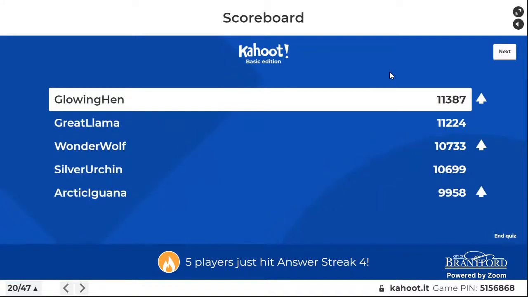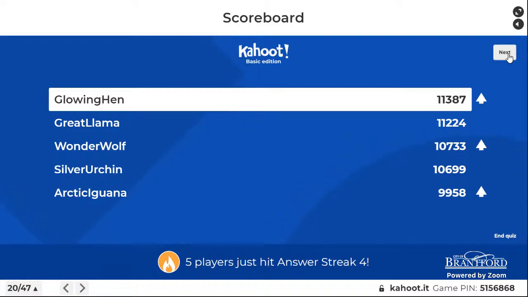So Glowing Hen is in the lead with 11,387 points, followed by Great Llama and Wonder Wolf not far behind. But again, it's still a close race. Only a few hundred points separate them. One question could make that difference.